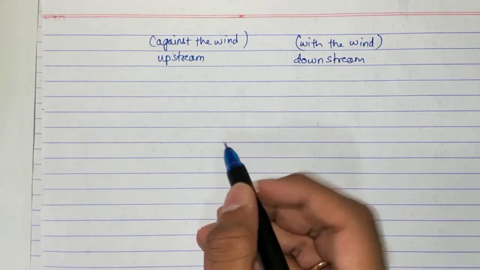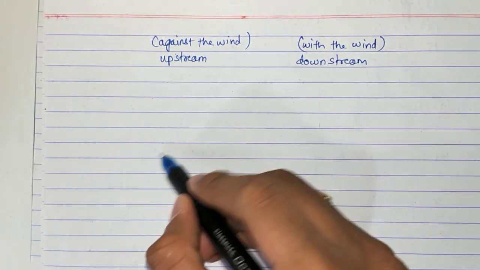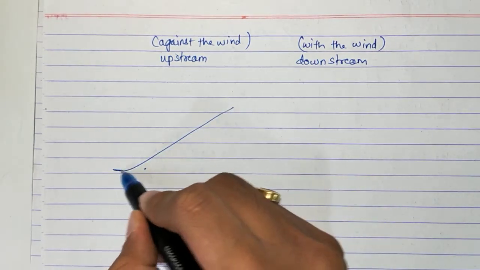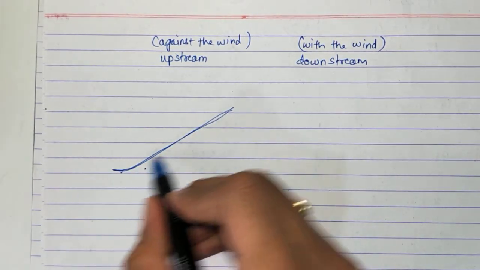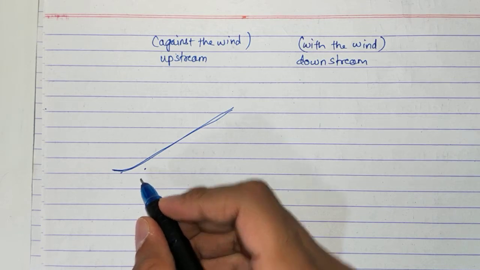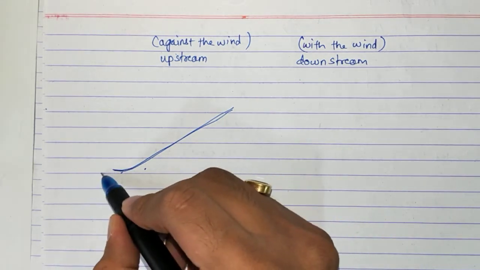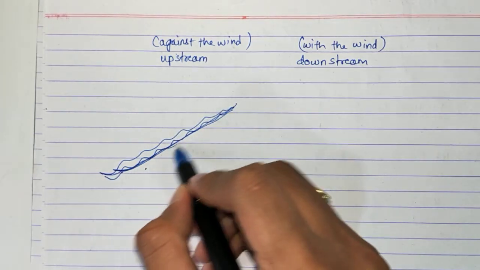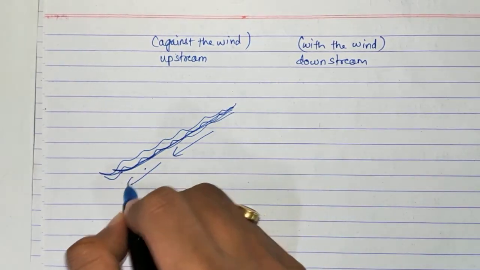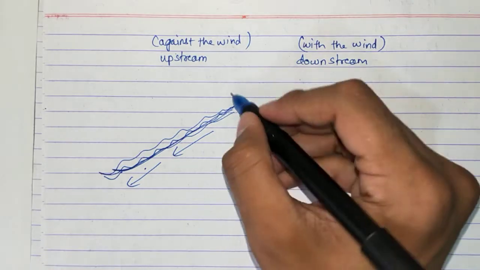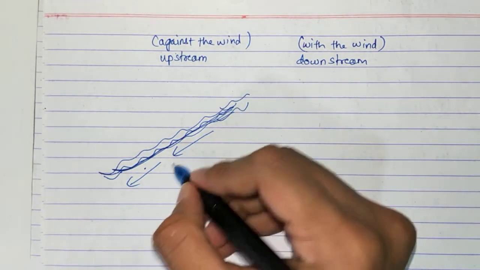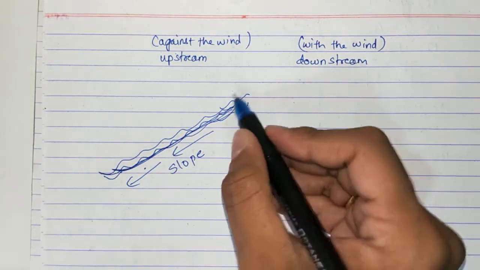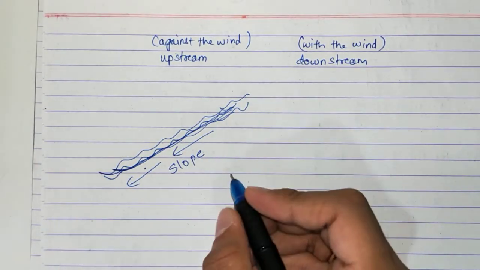See, for example, this is an uphill. Uphill means the road which is going up. Or let's say this is water. There is water flowing like this. Water will always flow in the downward direction. So this is a slope, and water is flowing in the downward direction. Obviously, water due to gravity will flow downward.